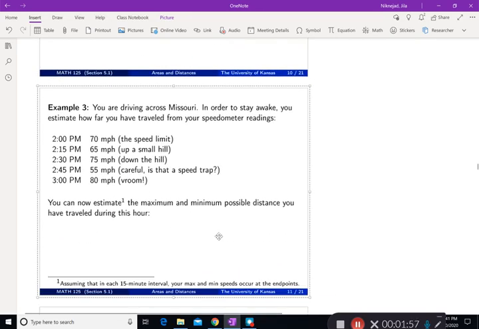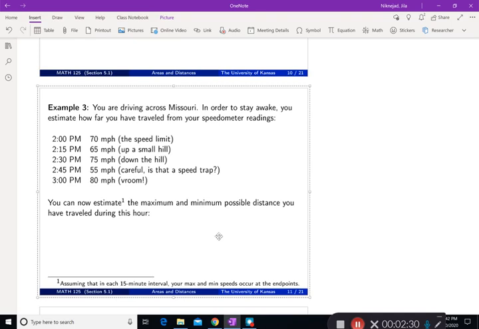Now you're driving across Missouri. In order to stay awake, you estimate how far you have traveled from your speedometer readings. At 2 p.m. you're at 70 miles per hour, that's the speed limit. At 2:15 you're at 65 going up a small hill. At 2:30 p.m. 75 miles per hour going down the hill. At 2:45 p.m. 55 miles per hour. And at 3 p.m. you're at 80 miles per hour.